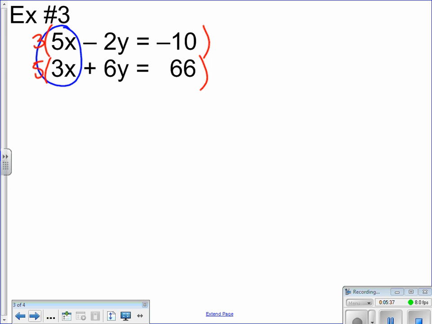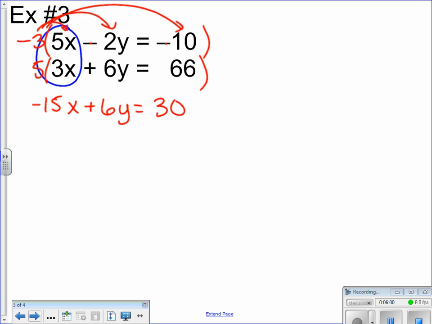And then if you make the top one negative, you could cancel out all these extra negatives as you go, because you do need one 15 to be positive and one 15 to be negative. So let's distribute. Negative 15x plus 6y equals positive 30, because negative 3 times negative 10 is positive 30.